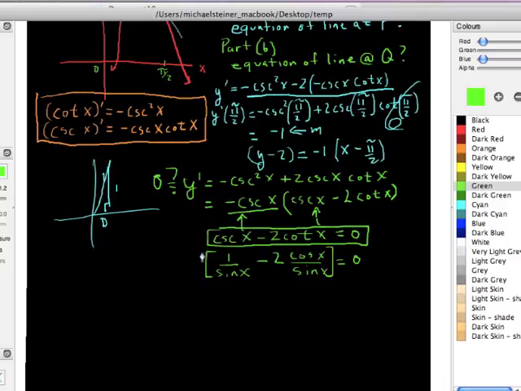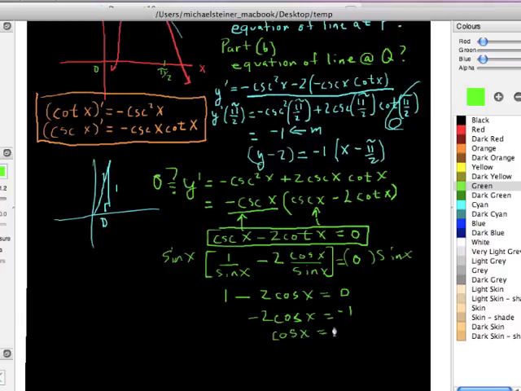Let's multiply both sides by sine of x. And then you can see right away that we have 1 minus 2 cosine x is equal to 0. So when is negative 2 cosine of x equal to negative 1? It's when cosine of x is equal to 1/2. Need a little bit more paper.